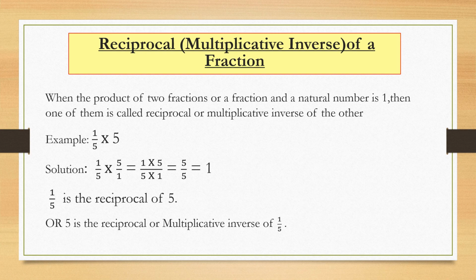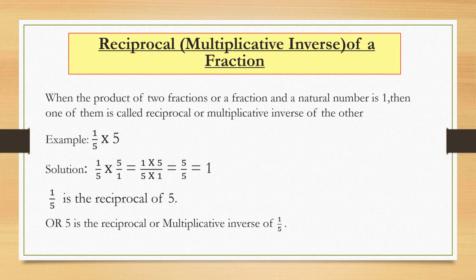When the product of two fractions or a fraction and a natural number is 1, then one of them is called the reciprocal or multiplicative inverse of the other. For example, 1 upon 5 into 5. Now 5 is a whole number, as already discussed with you all before. It can be easily converted into a fraction. So this becomes 5 upon 1. Multiply the numerators together, multiply the denominators together. So you get 5 upon 5, which gives you 1.